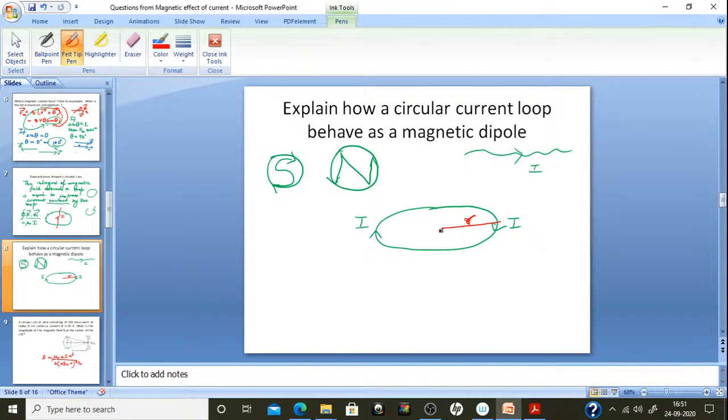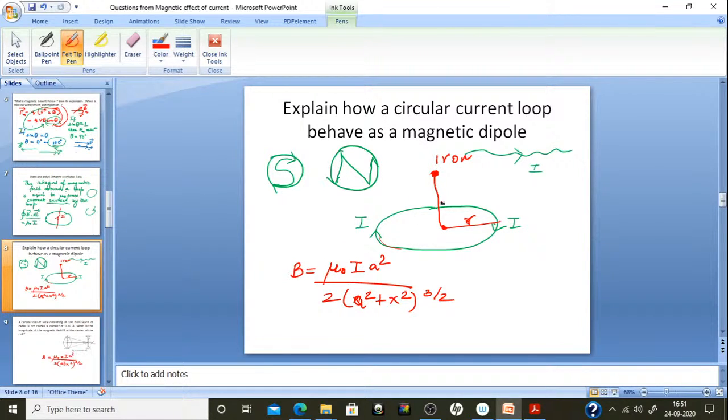So yeah, suppose again this loop is carrying current I, and I keep some iron piece here. Then this iron will experience a magnetic field B. And what is the magnetic field B that it experiences? Just now we have found it is mu naught I a square divided by 2 times (a square plus x square) to the power 3 by 2, right? This is the magnetic field that this piece will experience here.